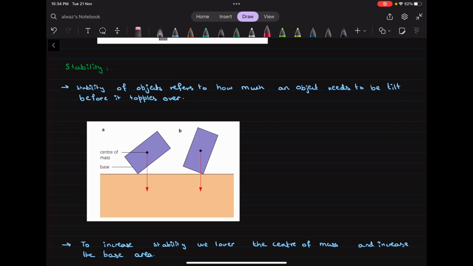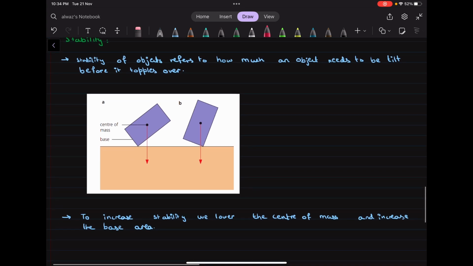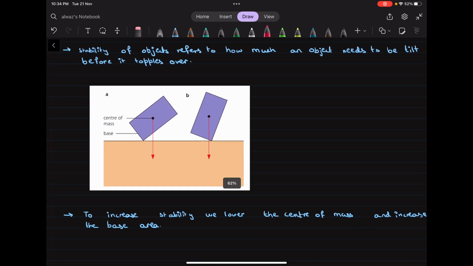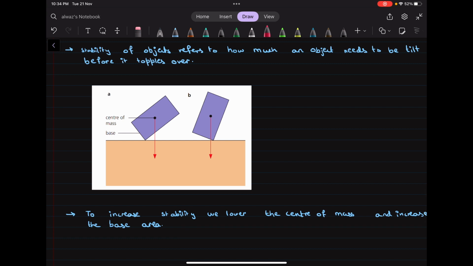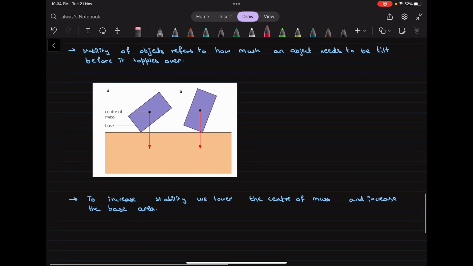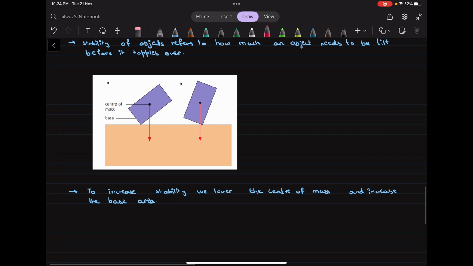Our last topic is going to be stability. Stability of an object refers to how much an object needs to be tilted before it topples over. As we can see here, we've got a rectangle, and once it goes beyond a certain point of tilting, it will fall down. Like in A, it's going to fall down, while in B it's not. So what do these factors depend on? To increase the stability, we lower the center of mass of the object and increase the base area.